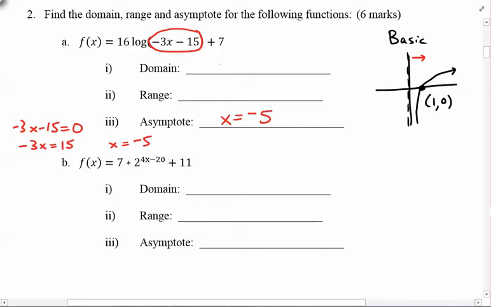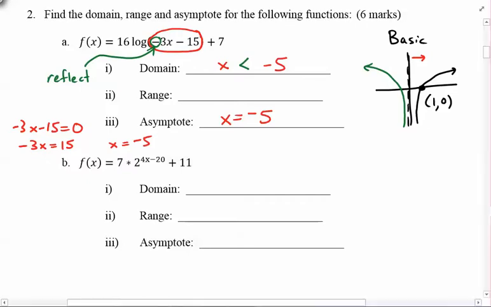Okay, and the domain is actually the same as the asymptote. It's either bigger or smaller than -5. Usually it's bigger than -5, but because of this negative sign here, this is a reflection over the y-axis. So actually my basic graph is going this way. So it should be x is less than -5. So watch out for those negative signs.